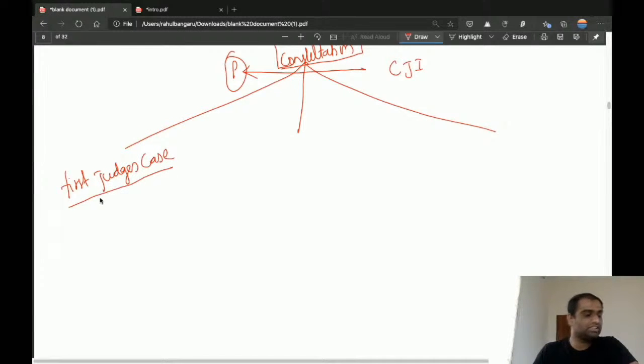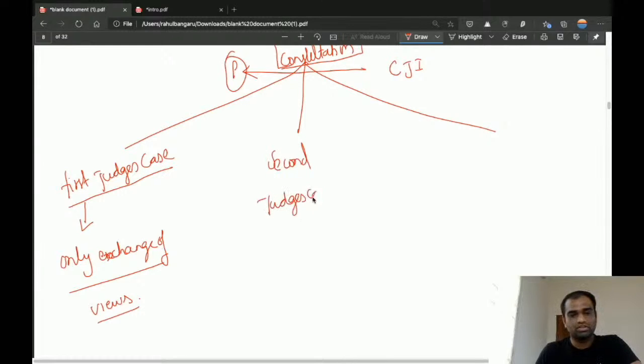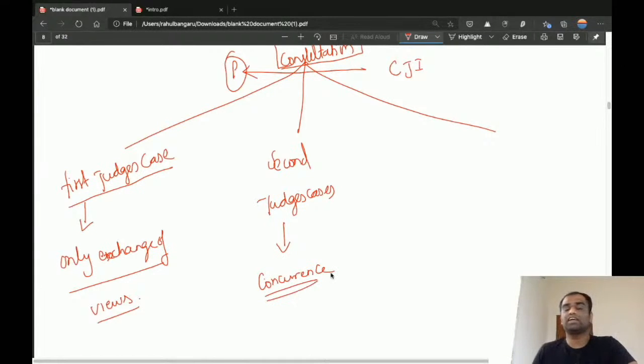Now, according to this first judge's case, the word consultation means merely exchange of views. So the Chief Justice of India and other judges of Supreme Court will merely give their views on appointment, and their views are not binding on the President of India. Now, but in the second judge's case, this consultation means concurrence. This consultation meant the concurrence of the Chief Justice of India and other judges of Supreme Court.